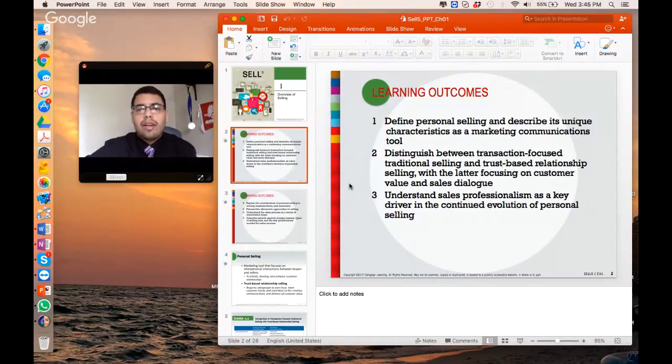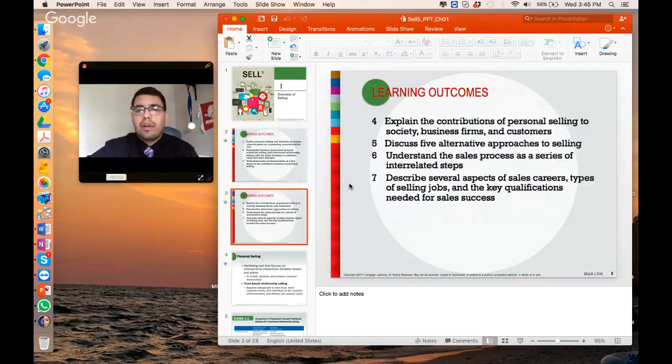So learning outcomes. Define personal selling. Describe its unique characteristics as a marketing communications tool. Distinguish between transaction-focused, traditional selling, and trust-based relationship selling, with the latter focusing on customer value and sales dialogue, and understand sales professionalism as a key driver to the continued evolution of personal selling. Okay. There's other outcomes. Explain the contribution of personal selling. Discuss 5 alternative approaches to selling. Understand the sales process and describe several aspects of sales careers.